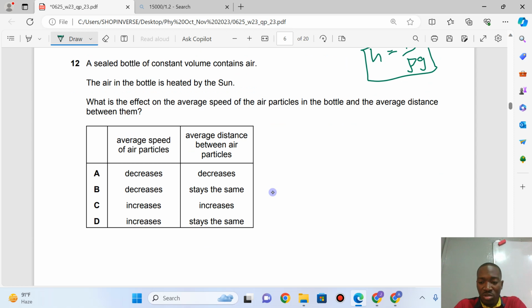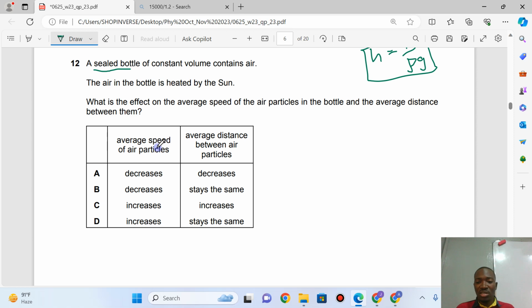A sealed bottle of constant volume contains air. The air in the bottle is heated by the sun. What is the effect on the average speed of air particles in the bottle and the average distance between them? If the bottle is sealed, right? Good. So if temperature is increasing, what happens to the average speed of air particles?